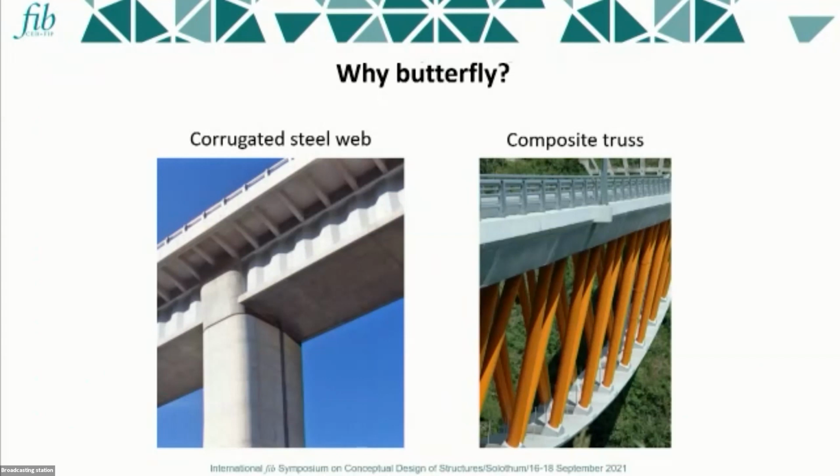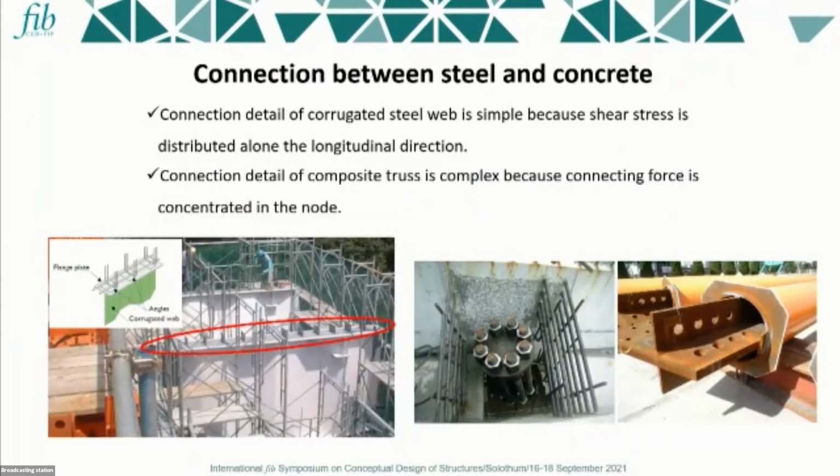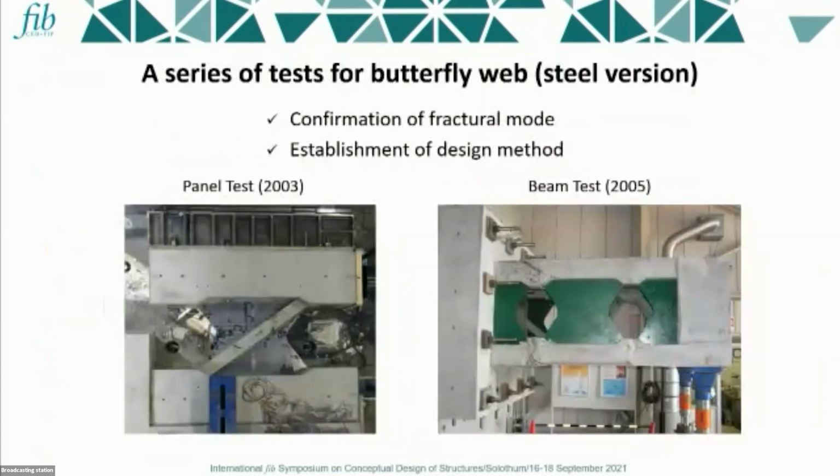Fortunately, I have experience with corrugated steel web and the composite truss, and each structure has advantages and disadvantages. For the corrugated steel web, the connection detail is very, very simple because the connection is located along the longitudinal direction. But in the composite truss, every force is concentrated on the node. So the detail is very, very complicated and costs a lot.